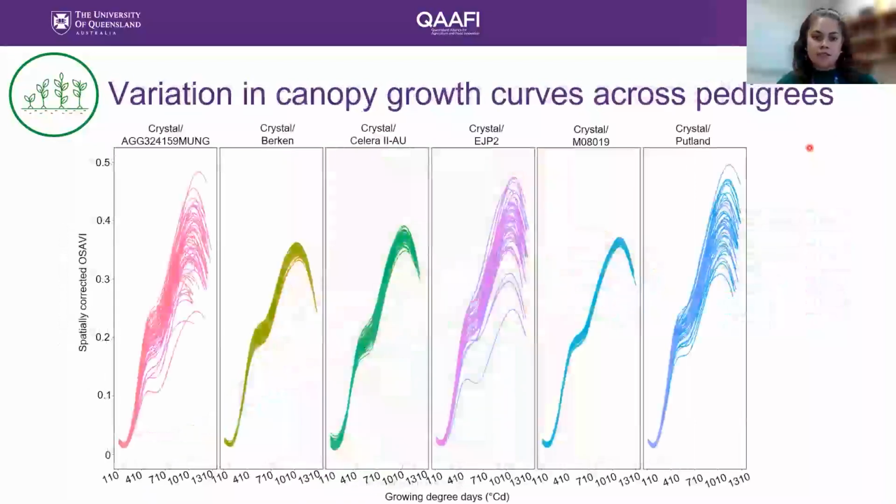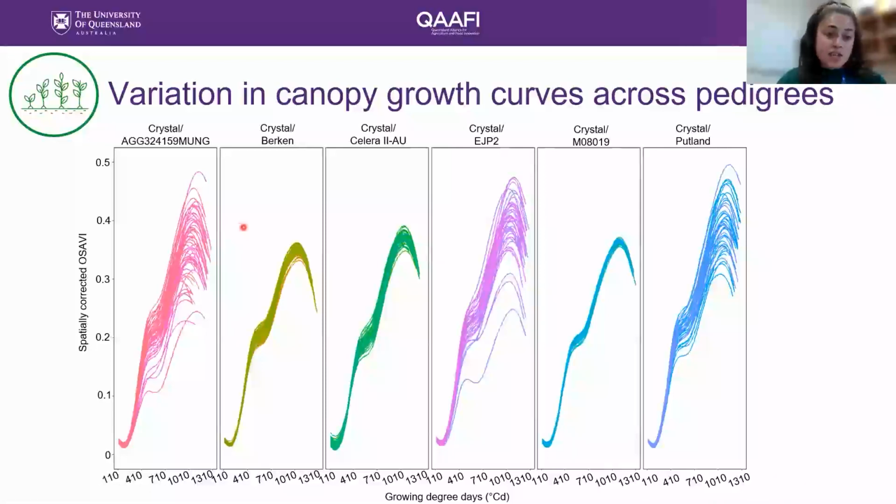And when we look at the families for the NAM population that we explored as well, we see two interesting things. The first is that some of these families that are crossed with Crystal and another commercial line, they have very little variation in their canopy dynamics and their growth curves, especially when you compare to these families, which are crossed with the commercial line Crystal and a germplasm line, where there is a lot more variation. So this highlights that there really is variation that we can explore in this population, and we can start understanding whether some of this variation could be useful in improving productivity.